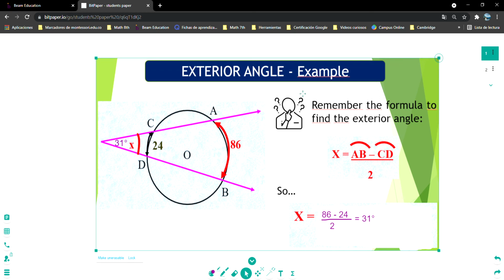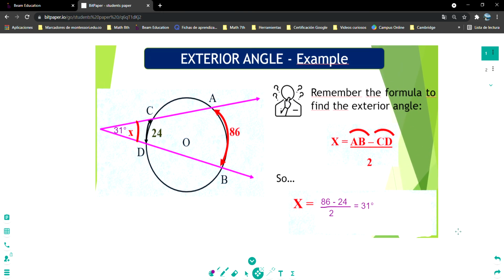Okay, guys, so these are the exterior angles, okay? By subtracting the arcs that form the angle divided by 2. All right, guys, so that's the video. We already know how to find interior angles and also exterior. And in the next video, we will check how to find angles and arcs in the same problem. All right, so I hope you really understood, guys, and see you next video. Bye bye.